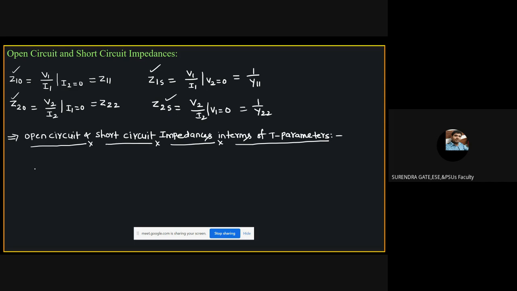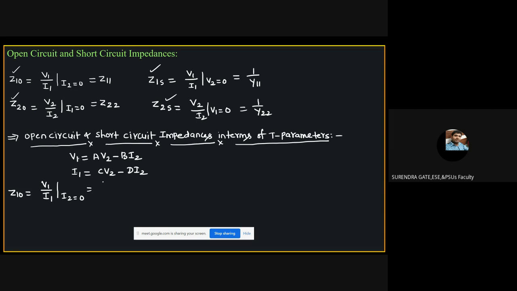Yes, friends. Then I am defining Z10. What is Z10? You know that V1 equals AV2 minus BI2, and I1 equals CV2 minus DI2. But you know what the open circuit impedance is: Z10 at the input port equals V1 by I1. Then from this, what is V1 by I1 at I2 equal to 0? I am doing V1 by I1.